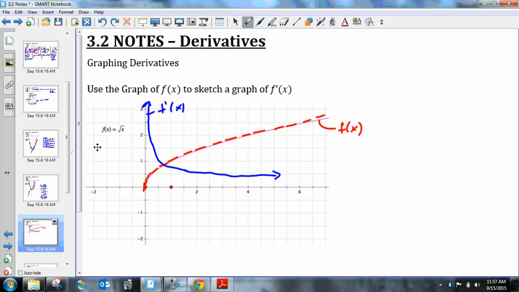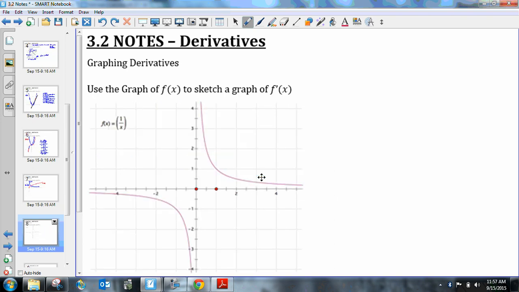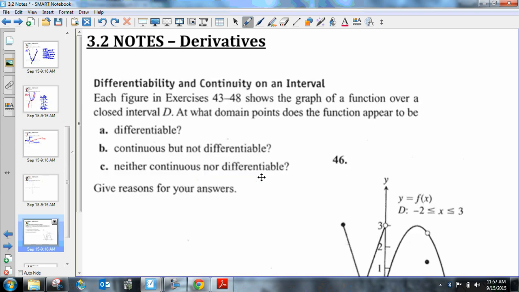And then the blue one is the graph of my derivative, f prime of x. So a good idea, and I already know that the derivative of f of x is equal to 1 over 2 times the square root of x. And if you were to graph this, this is what it's going to look like, okay? We will do this one in class, so don't worry about that one too much. We'll do that one as like a bell work problem or something.